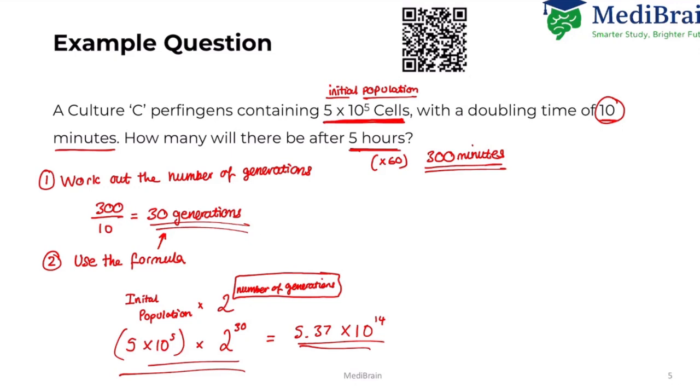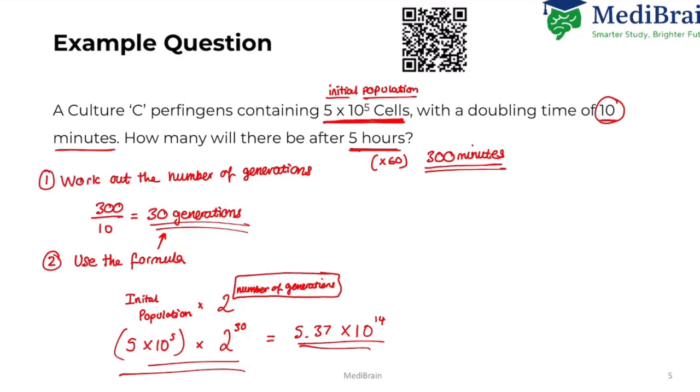Okay, so that's how you work out calculation questions with bacteria, basically, prokaryotic cell replication. Okay, you literally just use the formula and you work out the number of generations first, and then you plug it in to the formula to work out the final number of bacteria cells after a set time. Okay, so that's everything we're going to be looking at in terms of prokaryotic cell replication.